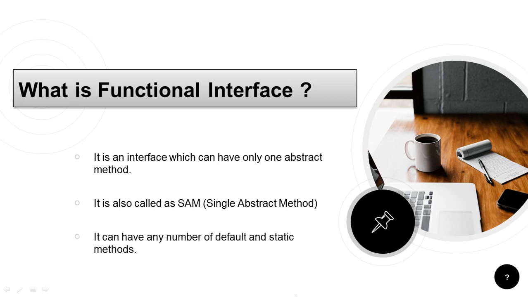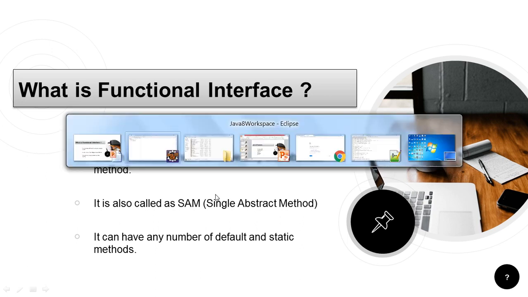Now with Java 8 we can have concrete methods inside an interface. That means methods with a body, and those methods are default and static methods. A functional interface can have any number of default and static methods inside it. So let's move to Eclipse to further understand the functional interface.